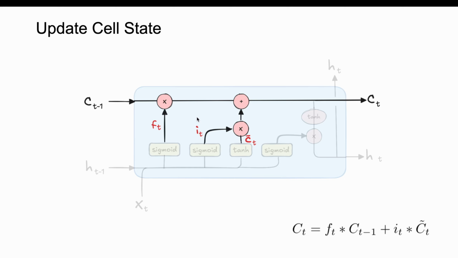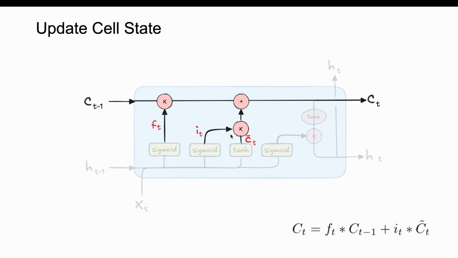Wherever we have 0 in the it vector, the corresponding values in C tilde t will become 0 after multiplication. If it becomes 0, that means we won't add that value to our cell state. And if the value remains, then we'll add that information to the cell state. So this input gate makes sure which part of the candidate cell state can be added to the cell state. It removes the unnecessary information and keeps the required information from the candidate cell state.